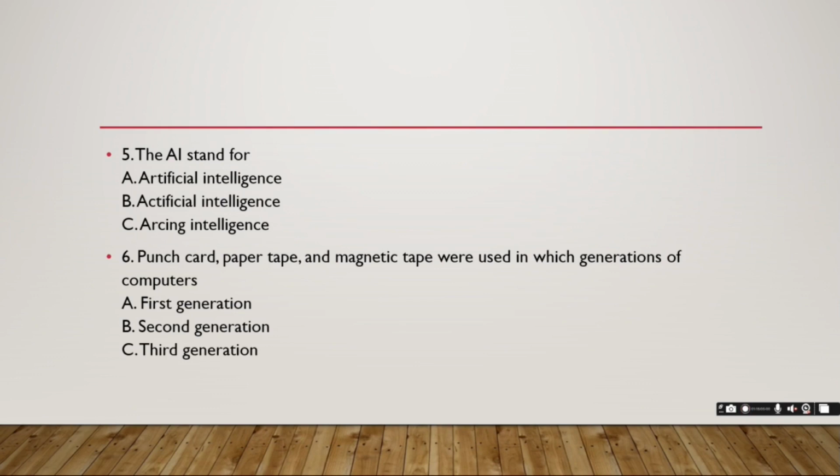Question 5. AI stands for A. Artificial intelligence, B. Artificial intelligence, and C. Action intelligence. Question 6. Punch card, paper tape, and magnetic tape were used in which generation of computers? A. First generation, B. Second generation, and C. Third generation.